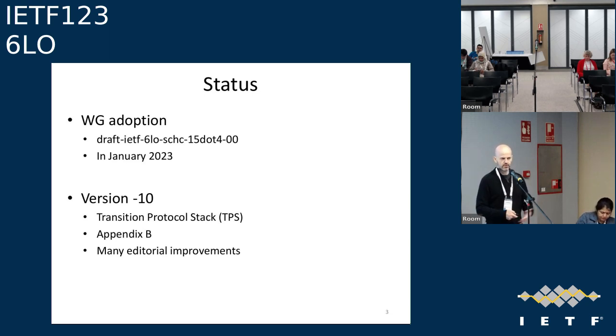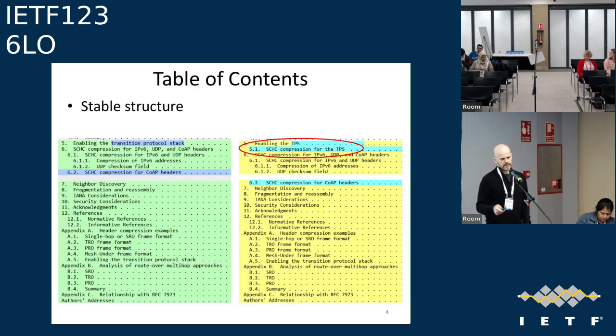So if you check the diff compared with the previous version of the document, you may see that there are several such updates almost in every section of the draft, but most of those are just minor editorial improvements. So this is the diff for the table of contents, and as in the last few versions, the structure of the document remains stable. We have mainly added one subsection within section 5, which is the one dedicated to enable the transition protocol stack.